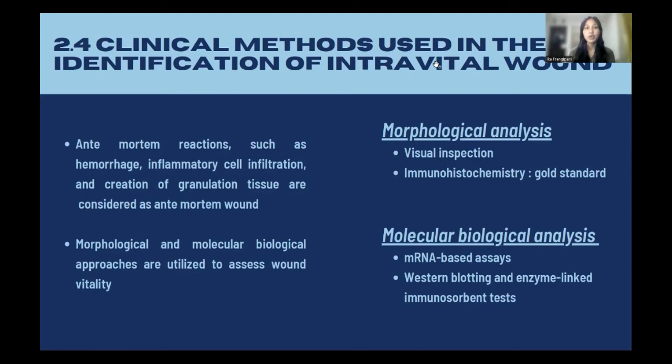The time of appearance and also color of bruise are affected by many things such as depth, position, and also the skin tone. The next one is immunohistochemistry, which is the gold standard to determine the antemortem lesion or postmortem lesion. It is very simple to use, doesn't require any expensive or specialized equipment, and also possible to assess unsolved cold cases. The next one is molecular biological analysis.